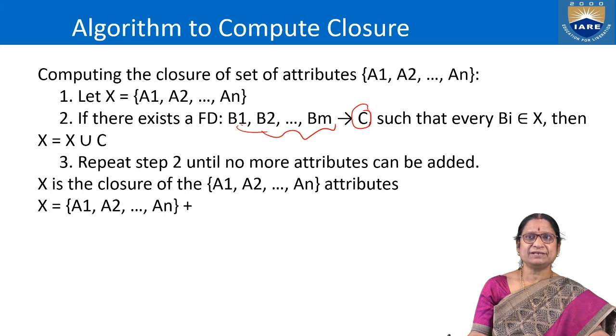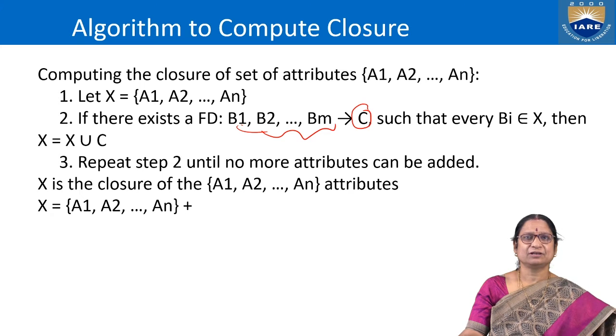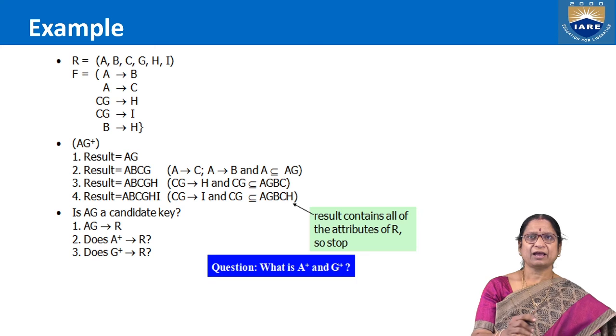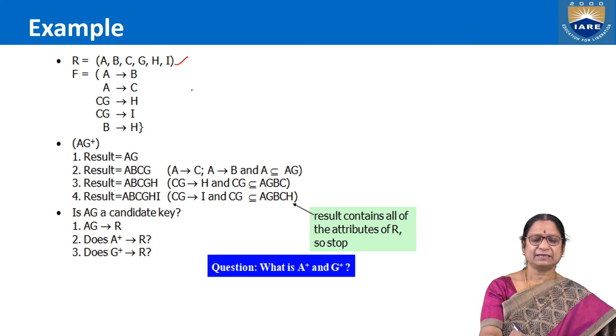This second step is repeated until no more attributes can be added further. How can you check? If all attributes of the relation schema are added, then we can stop. That is one condition. Another condition is if no more FDs can be generated, then also we can stop. These are the two criteria we consider so that the attribute closure can be computed. We'll see some examples of how to find the attribute closure and when we will call it a key also. Now consider the relation schema having the attributes A, B, C, G, H, I.